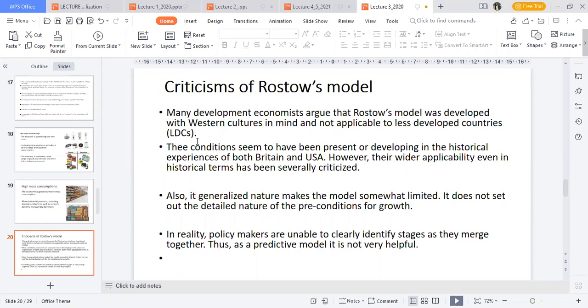Let's look at some criticisms, or some reasons people don't believe this idea holds. The first is that many development economists argue that Rostow's model was developed with Western culture in mind, meaning that it doesn't fit African culture. In Western culture, maybe they were doing that, like the Industrial Revolution that happened there. But when it comes to most LDCs, or least developed countries, our cultures are different. So adopting the idea that we have to meet these conditions won't work.